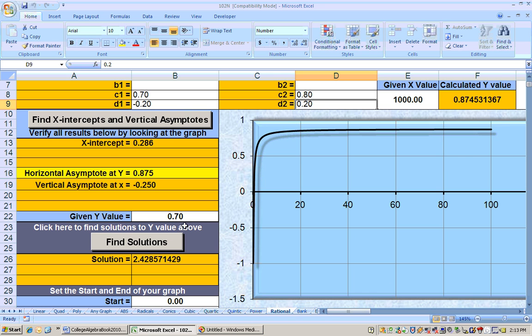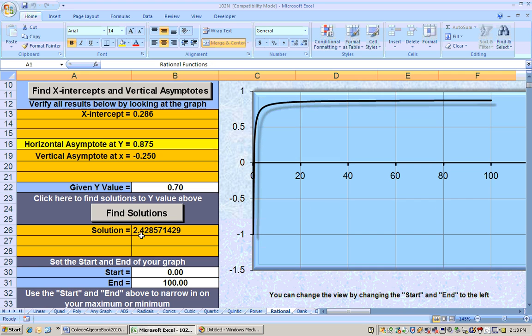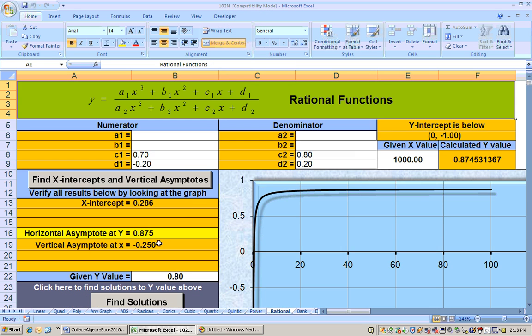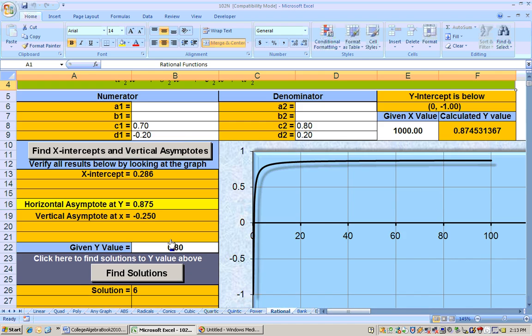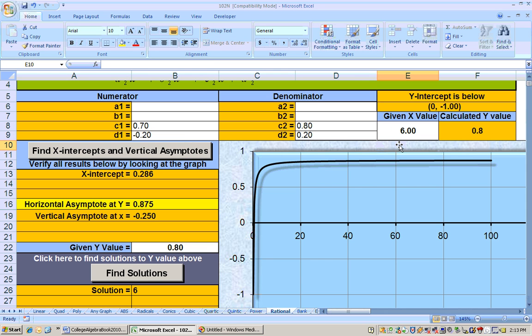Now, if you want to find, for example, when will you get 70% correct? Well, you would just type 0.7 in here, and then hit enter and click the find solutions, and you'll get the solution. You'll get 70%, or actually more than 70%, when you take 3 tries. You can't take 2.42 tries. When will you get 80% correct? Well, you'll get 80% correct at exactly 6 tries. You could plug the 6 in here, and we better get 80%. Okay, back to the horizontal asymptote one second.